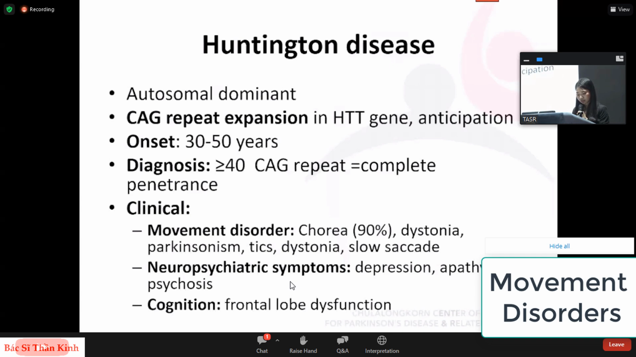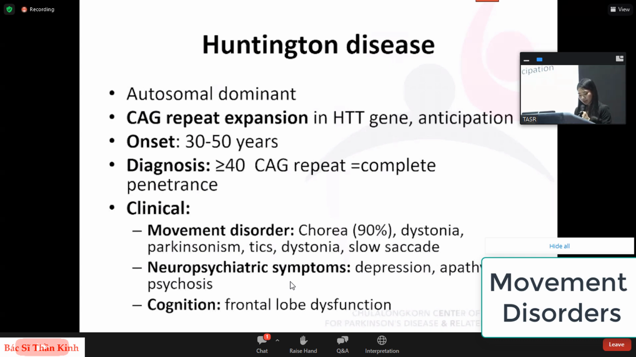So this is a brief review of Huntington disease. It's autosomal dominant, resulting from CAG repeat expansion in the HTT gene, and the onset of the disease is 30 to 50 years with anticipation, which means that the age of onset becomes earlier in the next generation as a result of the rising repeat expansion in the offspring.